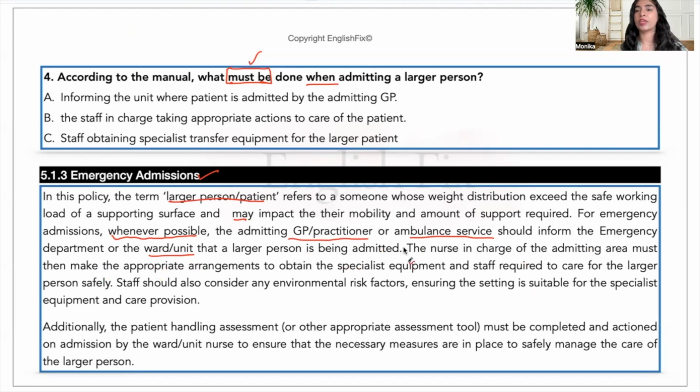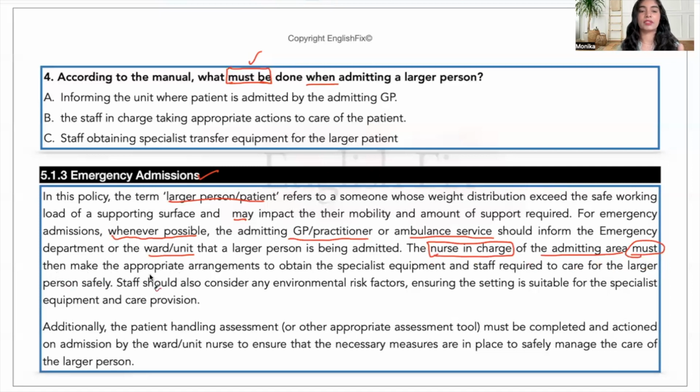So basically, whenever you are admitting a larger person, whoever is admitting them, nurse, ward, GP, emergency service, wherever you are admitting that person, please inform them that a larger person is being admitted. Why? Because the nurse in charge of the admitting area, not the doctor in charge, but specifically the nurse in charge of the admitting area, must. So this has to be done.